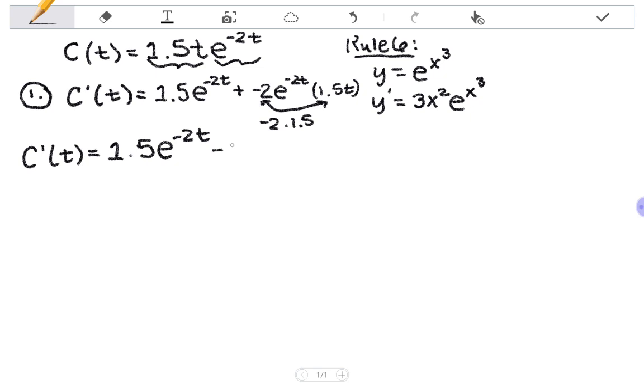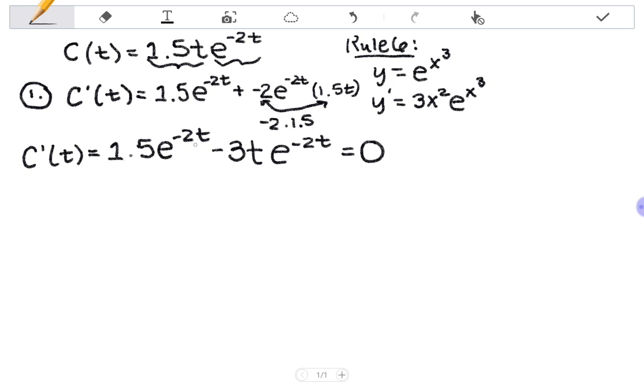So I end up with negative 3t, because there's still a t from over here, e to the negative 2t. And I'm setting this all equal to 0. So you take the derivative using the product rule and rule 6, no matter what your numbers are, and then you want to multiply any numbers together that you can.